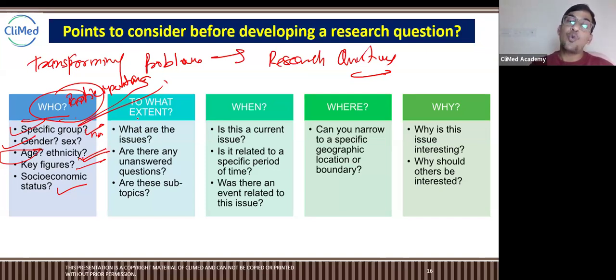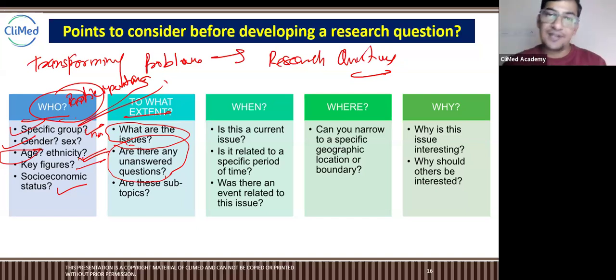And to what extent, what are the issues, what are the problems, you can list down your problems. And then, are there any unanswered questions? Like, I was asking what are the risk factors for heart attack. You will see that literature says smoking is a risk factor for heart attack. Drinking alcohol, hypertension, diabetes, these are the risk factors for heart attack, right?